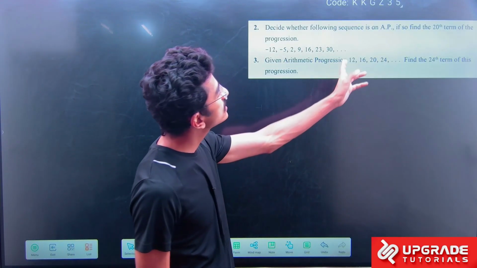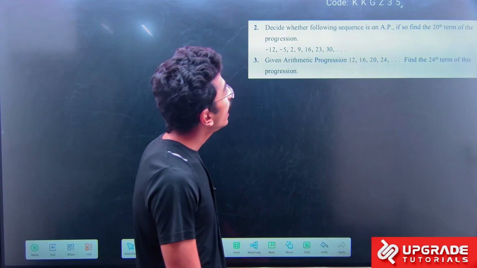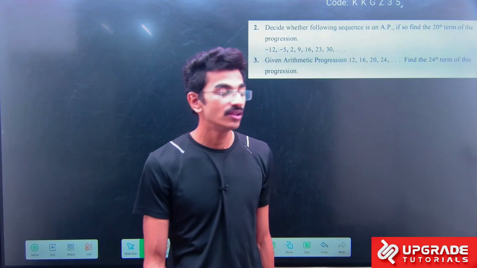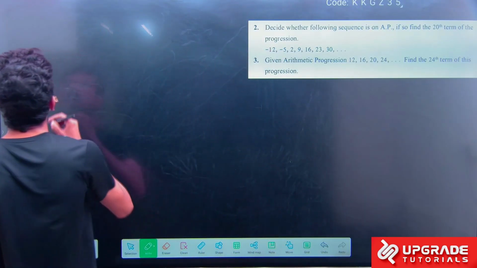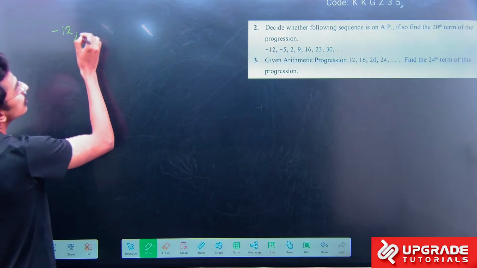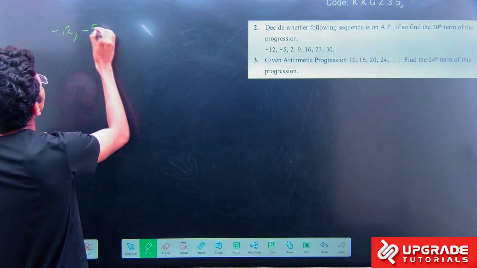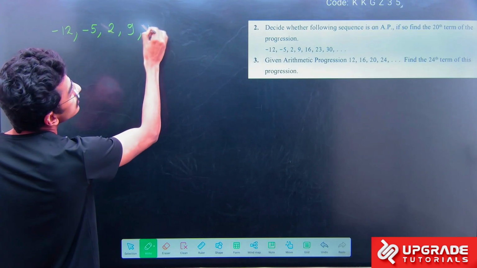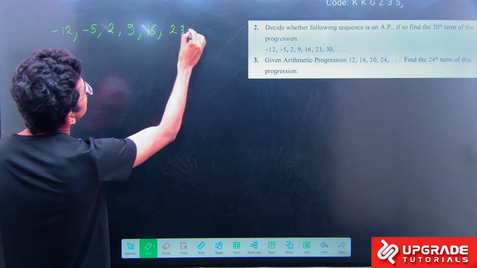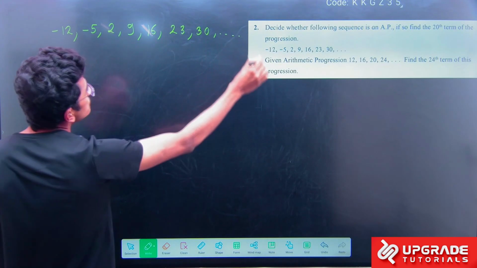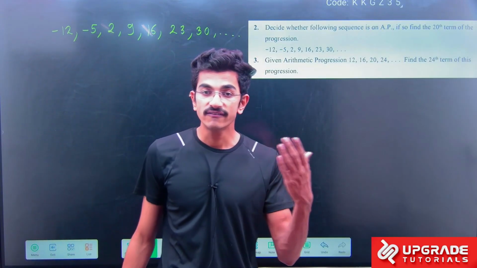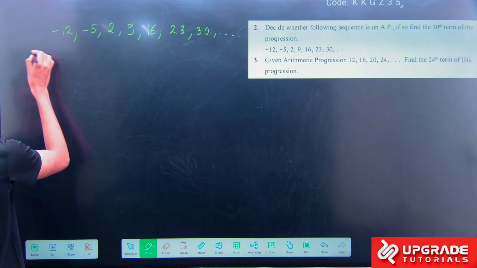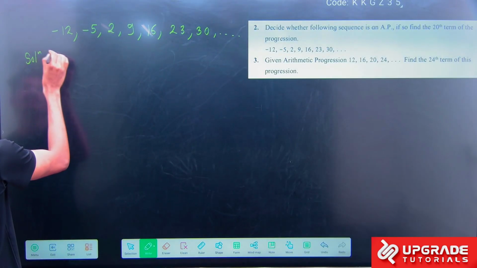Decide whether the following sequence is in AP, and if so, find the 20th term of the progression. The sequence is given to us: -12, -5, 2, 9, 16, 23, 30 and so on. Again, as we have done in the previous sum, we'll first find the values of A, D, T1 and T2. Okay, we'll start with the solution.